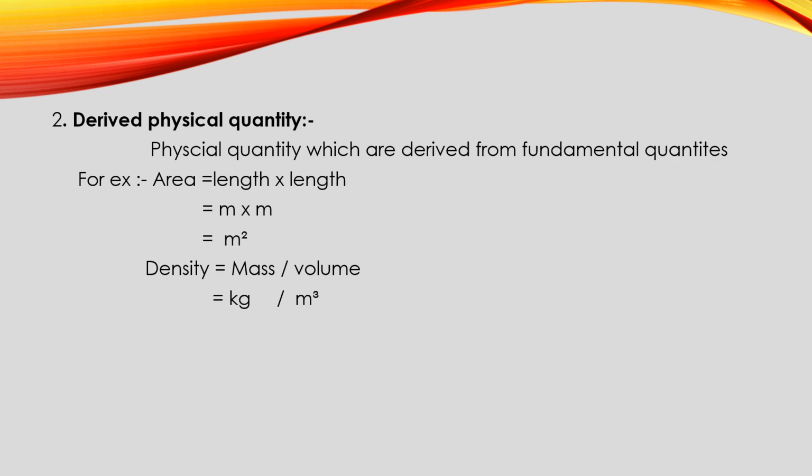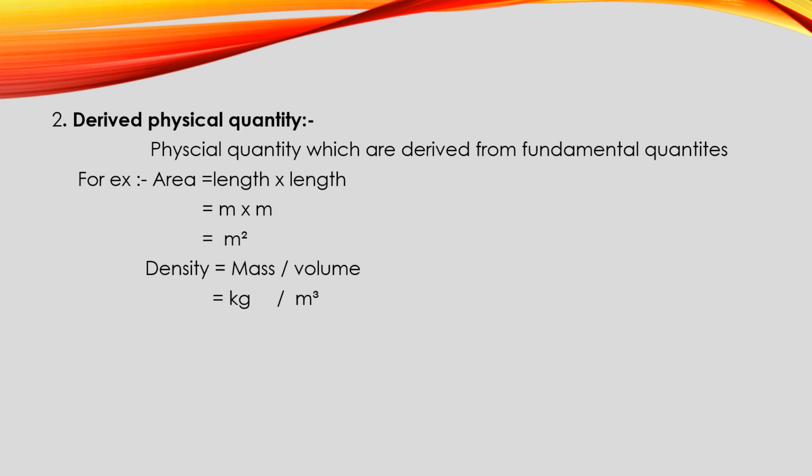Another type of physical quantities is derived physical quantities. It means physical quantities which are derived from the fundamental quantities. Or derived physical quantities are those quantities which are obtained by combining fundamental quantities. In other words, they are formed using basic quantities like length, mass and time. So example 1 here is area. Area is equal to length into breadth. Here length is a fundamental quantity. Since area is obtained by multiplying two lengths, it is a derived quantity. The unit of area is square meter, written as meter square.